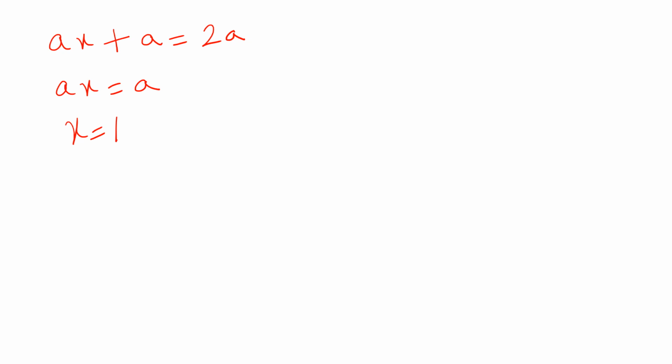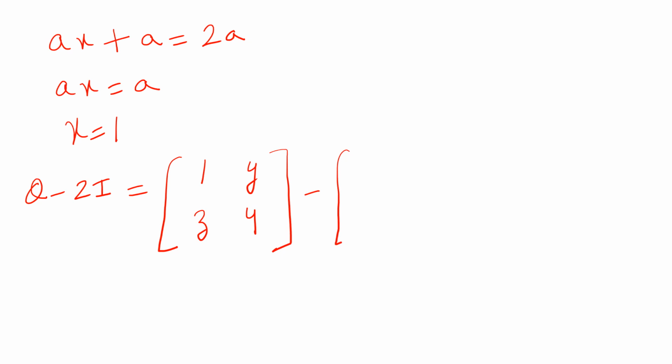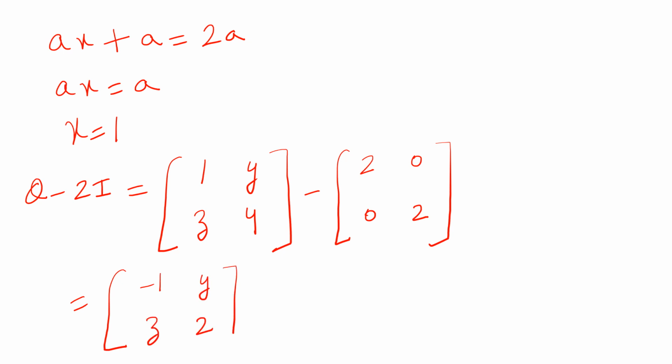Now we move towards the first option. First option says the determinant of q minus 2i is 0. Now the matrix q minus 2i is equal to, now q has the elements x and y in the first row and z and 4 in the second row, and in place of x we can write 1. So now it becomes 1 and y in the first row and z and 4 in the second row. And then we have 2i, which has the elements 2 and 0 in the first row and 0 and 2 in the second row. Now students, the matrix q minus 2i becomes minus 1 and y in the first row and z and 2 in the second row.